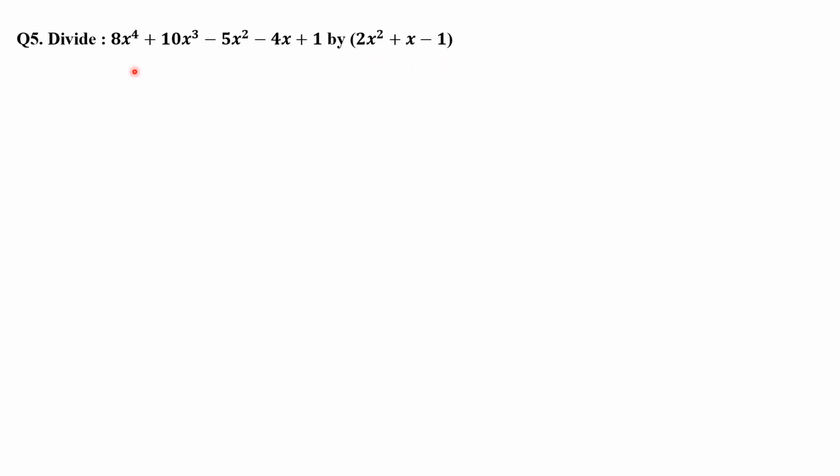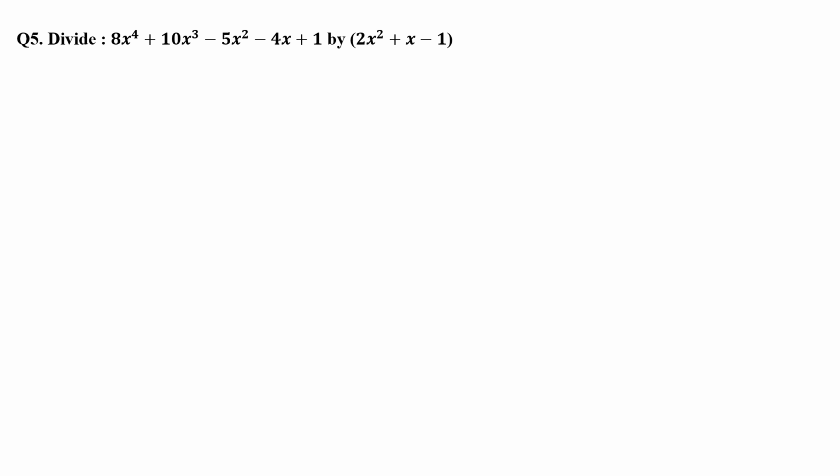So here also, if you see, all the terms in the divisor and dividend are in descending order of the degree, isn't it? The power of x is 4, 3, 2 and 1. Here the power of x is 2 and 1. So they are in descending order. So let's start the division.